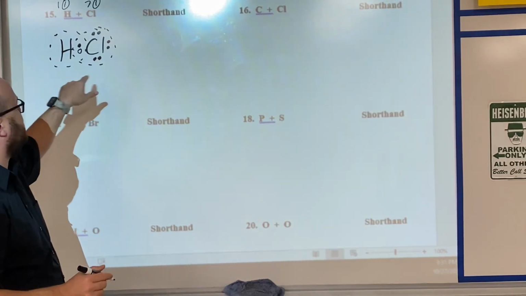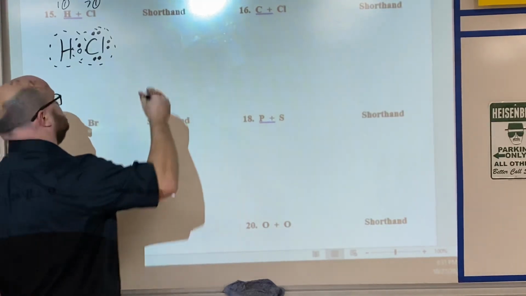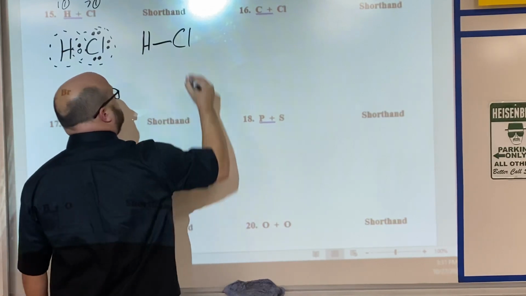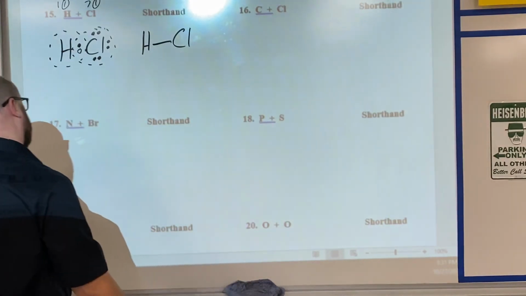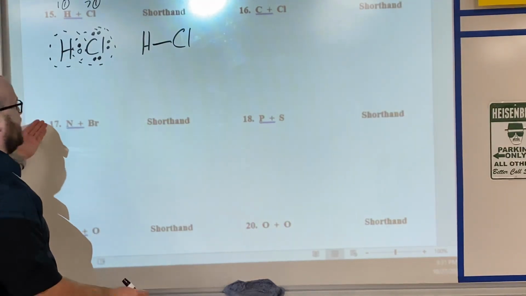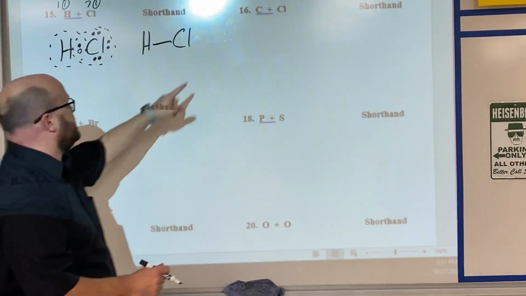Easy single bond. And the way we can represent that without having to draw all these dots is a straight line. Hydrogen, chlorine. Hydrochloric acid is what that is. If we were naming it, it'd just be hydrogen monochloride. All right, let's look at the next example.